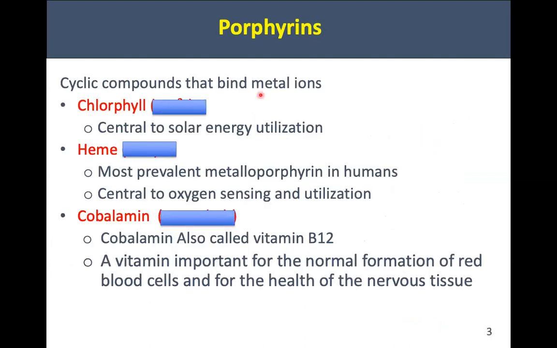Let's just go over those concepts again. Chlorophyll, what's the name of the ion that's in the middle of it? Magnesium. Heme has what ion in the middle of it? Iron, specifically ferrous ion, Fe2+. And then cobalamin, what's in the middle of cobalamin? What's the name of that ion? Cobalt. And cobalamin is also called vitamin B12, and it's important for red blood cells and the health of nervous tissue.